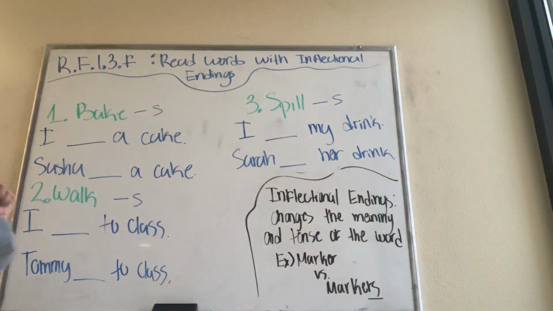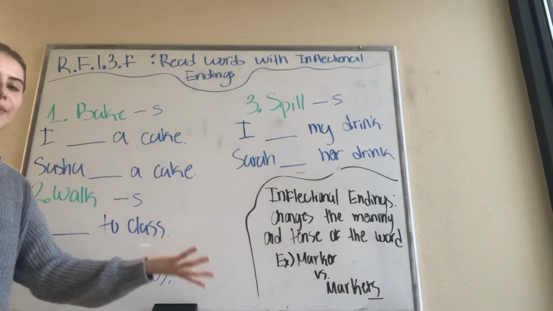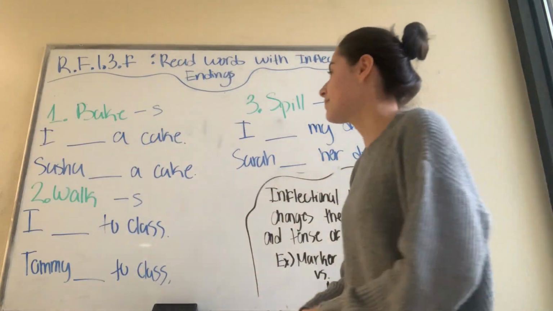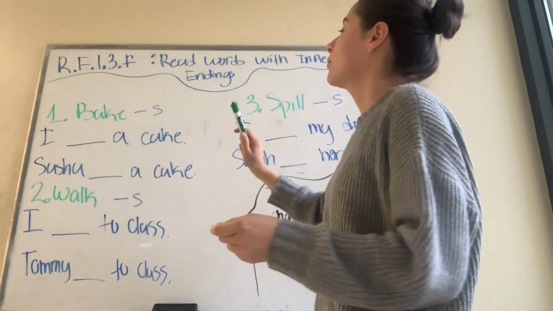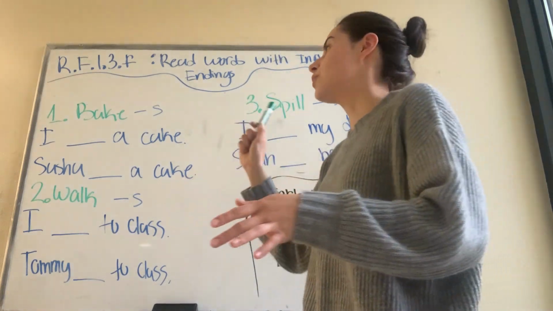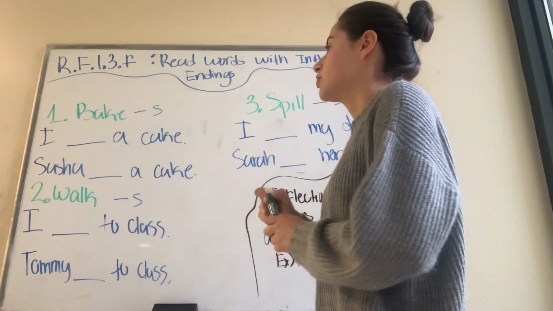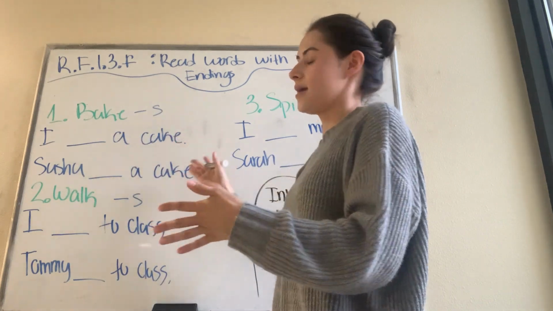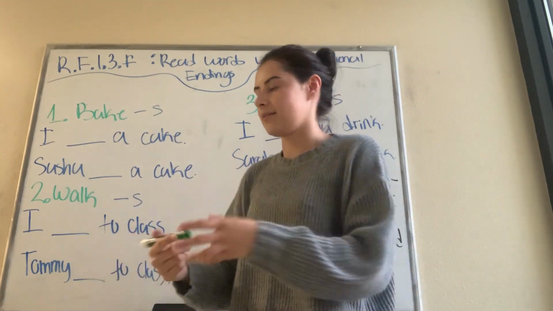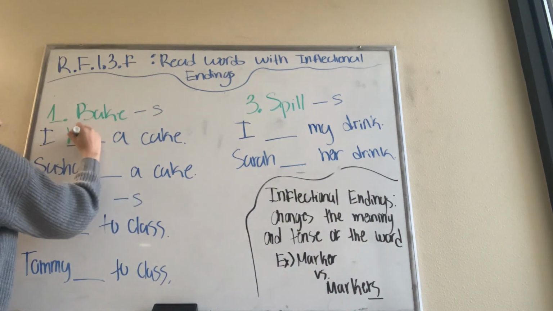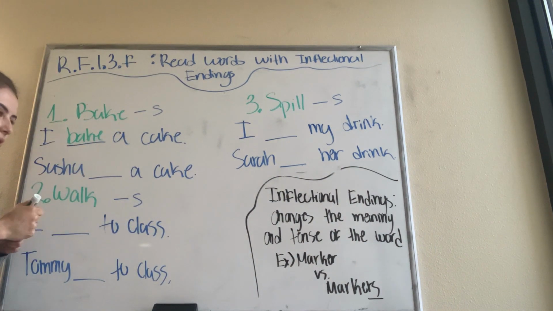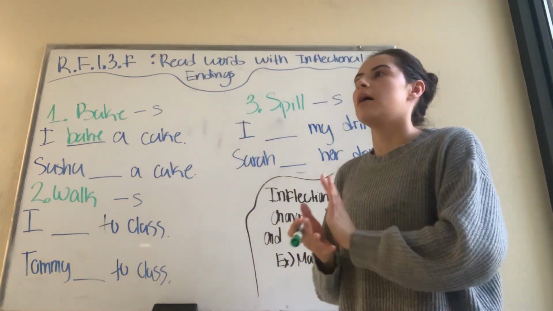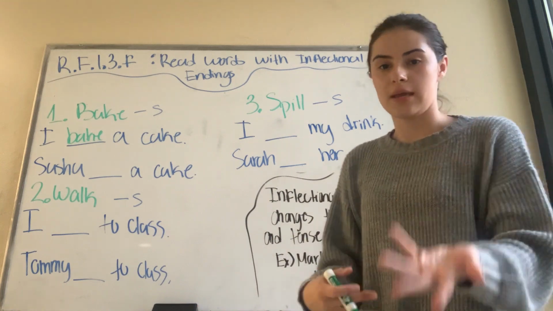So let's start off with bake. Everyone knows how to bake. You guys have helped your mom or your dad bake. It's an activity. So we're going to be adding S to the second phrases. So, I blank a cake. I what? A cake. I bake a cake.